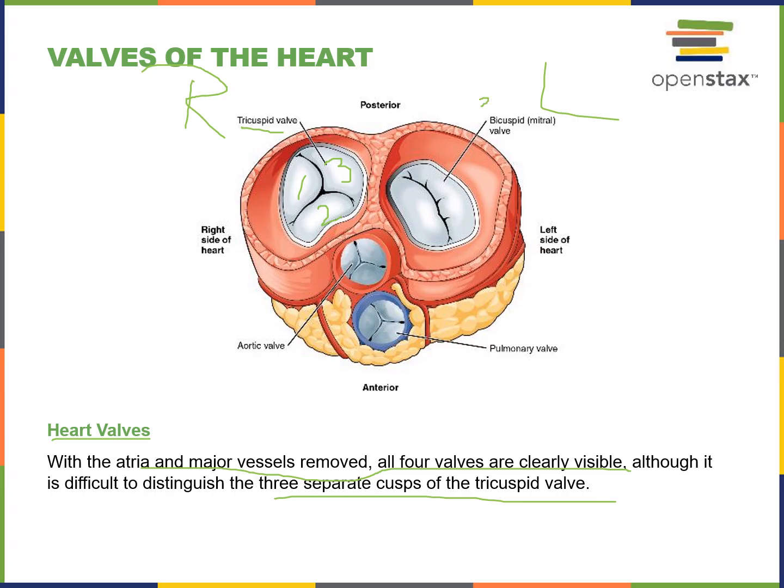Bicuspid, bi means 2. 2 flaps or cusps to the valve. So this is the left AV valve, also called the bicuspid or mitral valve. Then the semilunar valves are shown here. There's the aortic semilunar valve and the pulmonary semilunar valve.